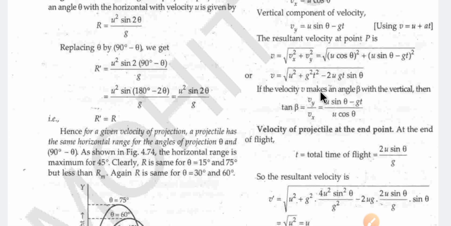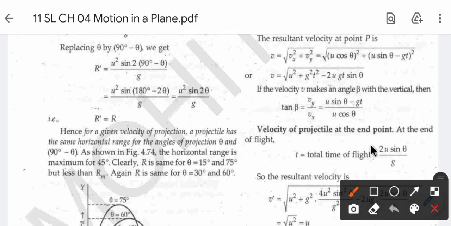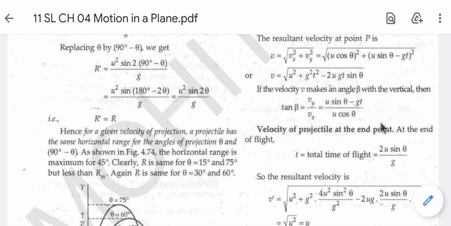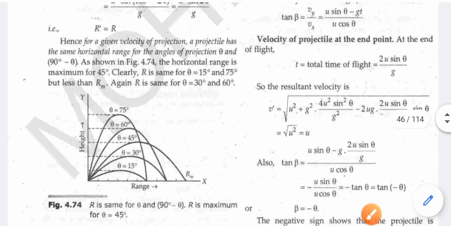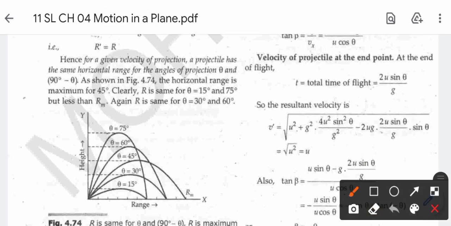That means this is the velocity at any instant of the projectile. Now if the velocity v makes an angle beta with the horizontal, then tan beta will be vy by vx, where vy is u sin theta minus gt and vx is u cos theta. Now let's find the velocity of the projectile at the end point. At the end of flight, the total time of flight is 2u sin theta by g. We have derived it earlier.